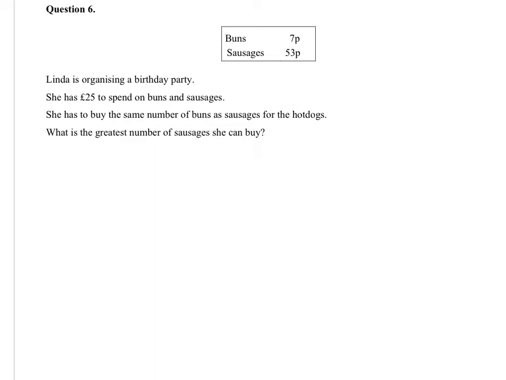Well, if you're going to buy 1 bun and 1 sausage, that's a whole hot dog, that's going to cost you the price of them added together, which will give us 60 pence. So if each one is 60 pence, we need to see how many of those 60 pence hot dogs she can buy with £25. So we could do 2,500 pence, that's what £25 is, divided by 60.